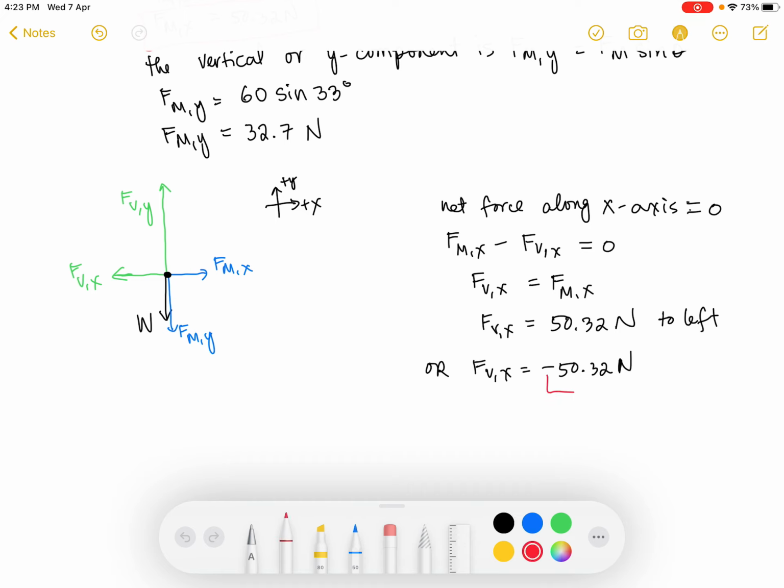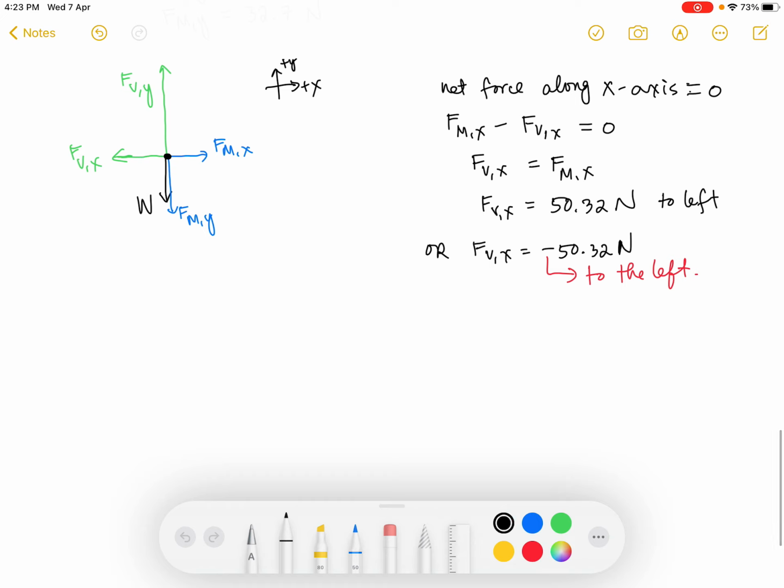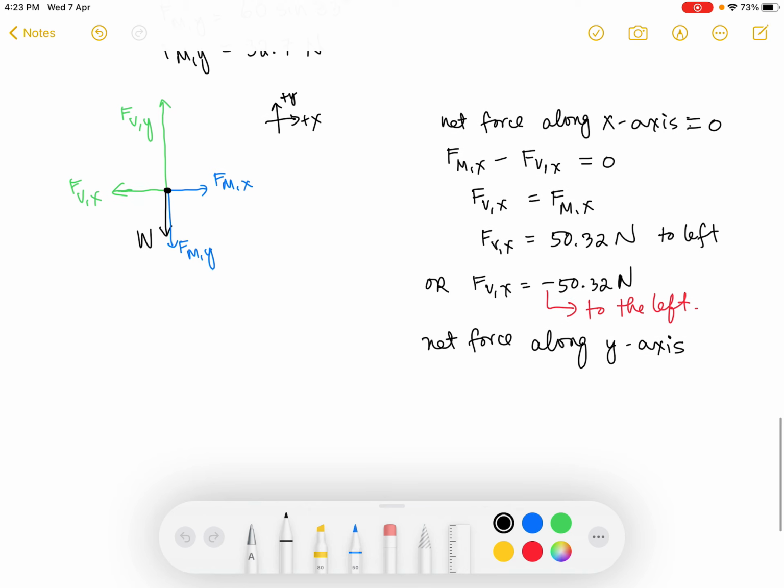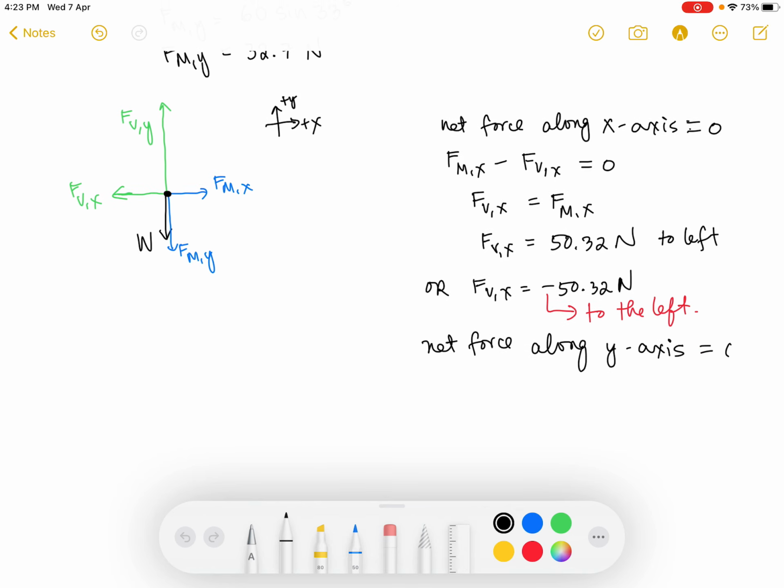Again, this negative sign means that it's to the left. Right, now we can do net force along the y-axis. And the static equilibrium condition says that the net force along the y-axis should also be equal to 0, so that there's no motion along the y, or along the vertical. So we go now to our free body diagram.